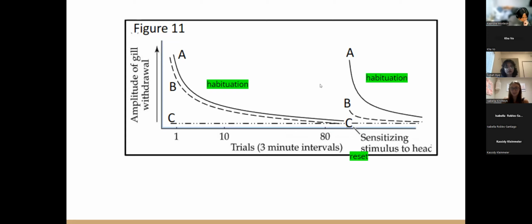Are there any questions on this figure? Also, I just wanted to add on.